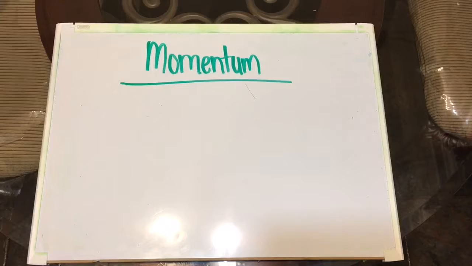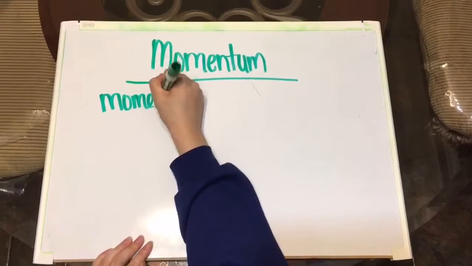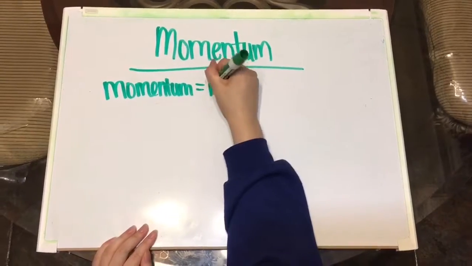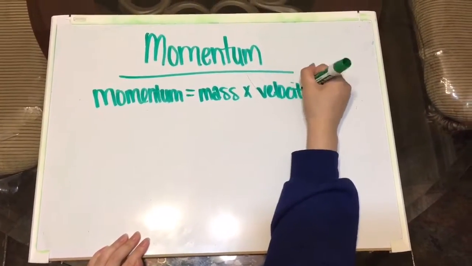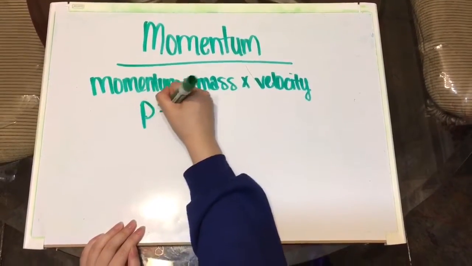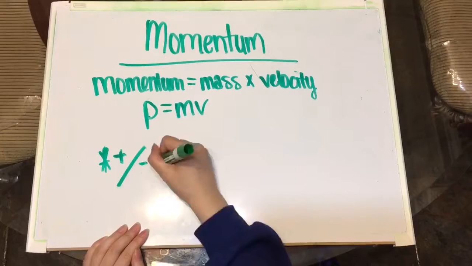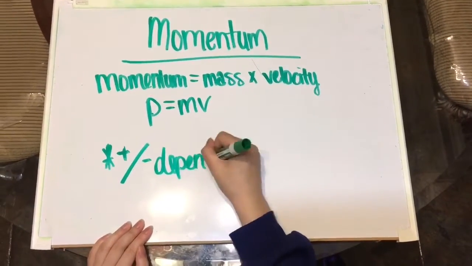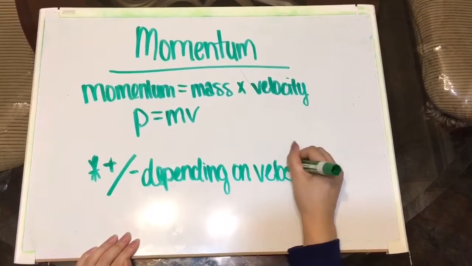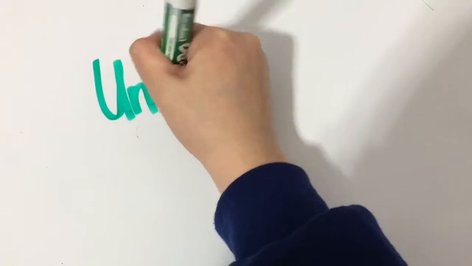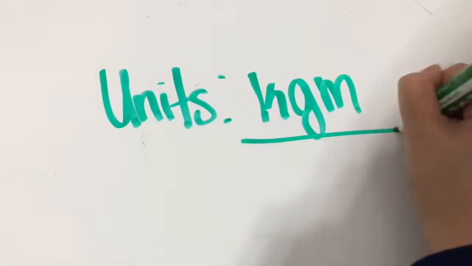Momentum can be defined in simple terms as how much it will hurt if the object hits me. Momentum is mass times the velocity. Its equation is a lowercase p equal to the mass of the object times the velocity of the object. Momentum can be positive or negative depending upon the velocity, which indicates the direction in which an object is traveling. Momentum is measured in kilograms meters per second.